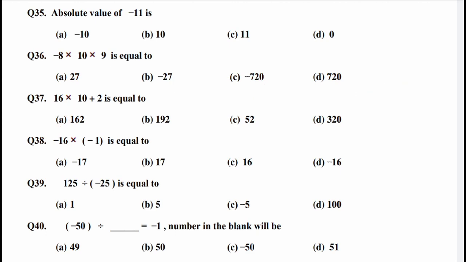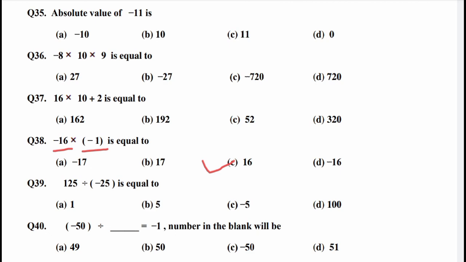Question number 38. -16 multiplied by -1 is equal to. Now both integers are negative, so by multiplying these negative integers, we get a positive answer. And 16 ones are 16 and it is positive. So the answer is C.